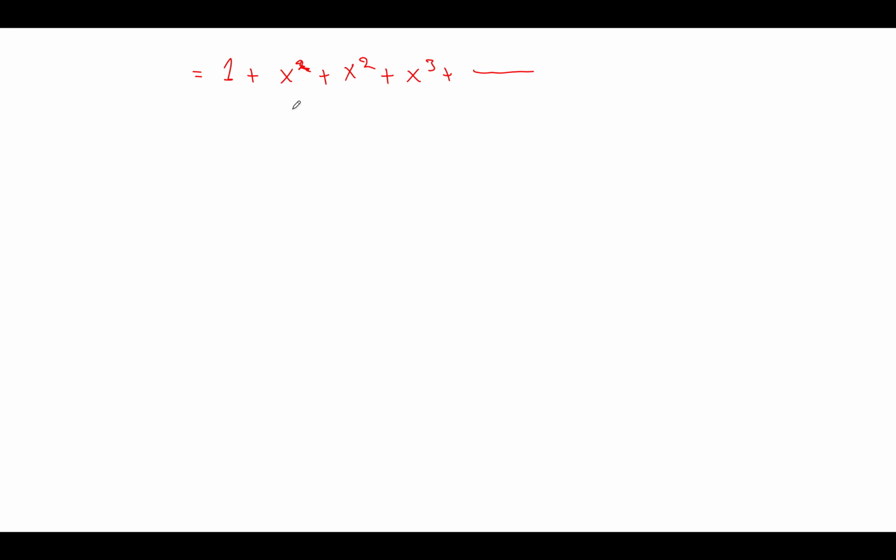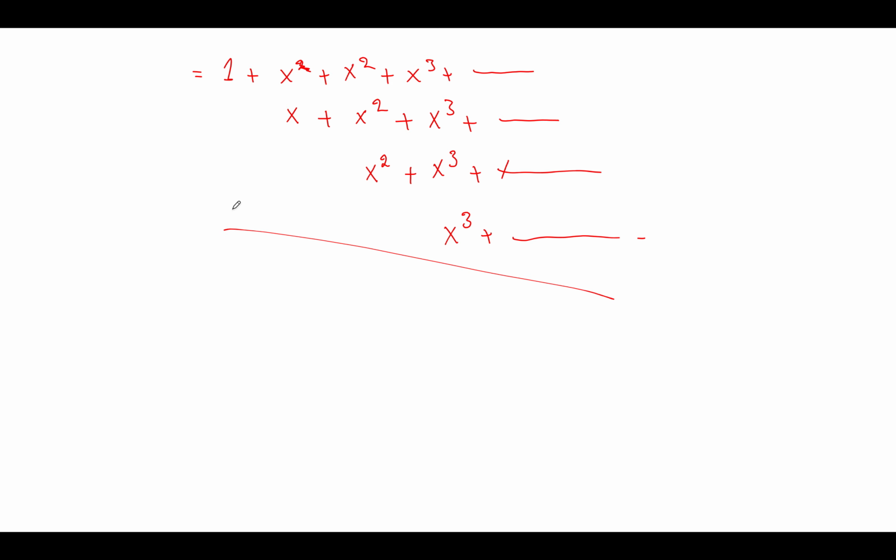Then we leave a space and we start from x: x squared, x cubed. Then we leave a space and start from here: x squared, x cubed. And we leave a space, start here from x cubed and so on. Okay? And all what we need is just add those together.